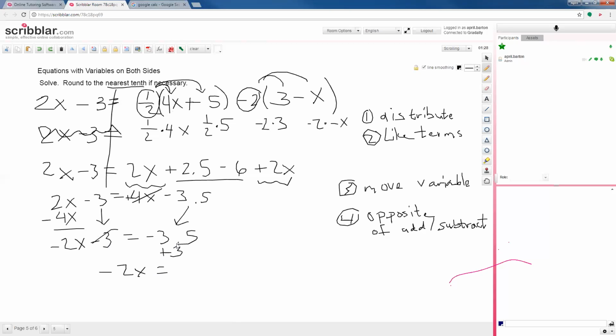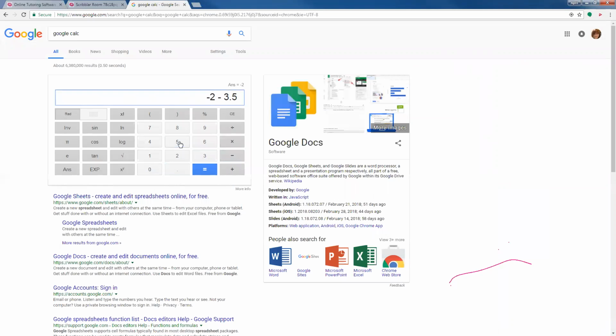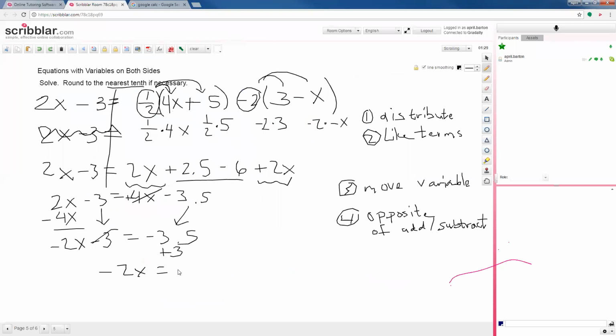Once you've done the opposite, we put the opposite on the other side. I always remember opposite operation, opposite side. And you cancel out the one you did the opposite of. So negative 3.5 plus 3. Oh, sometimes your calculator may leave stuff behind, so just clear it out if that happens. Negative 3.5 plus 3 is negative 0.5. And then we have one last opposite. Our last opposite is almost always the opposite of multiplication or division.